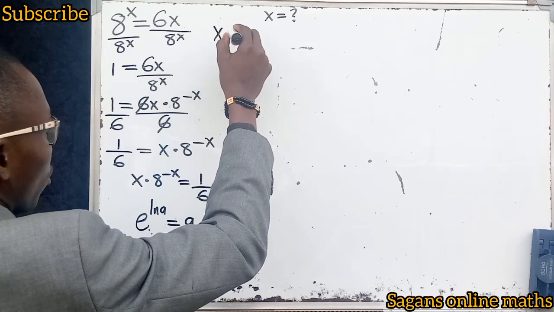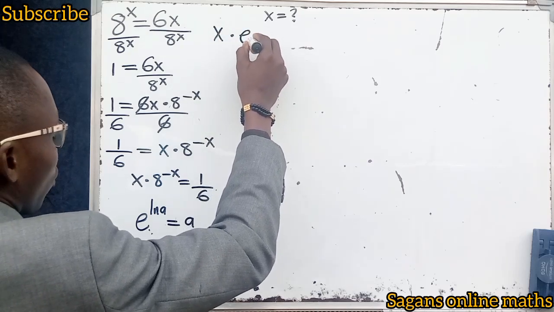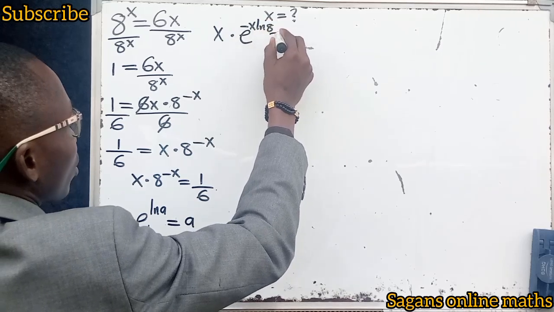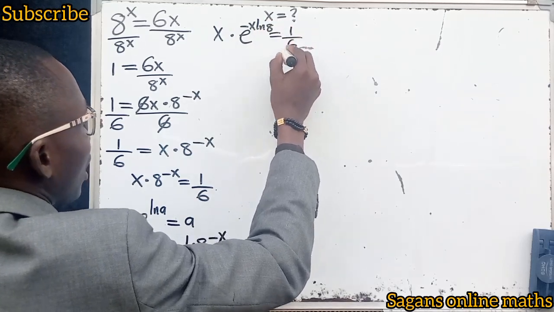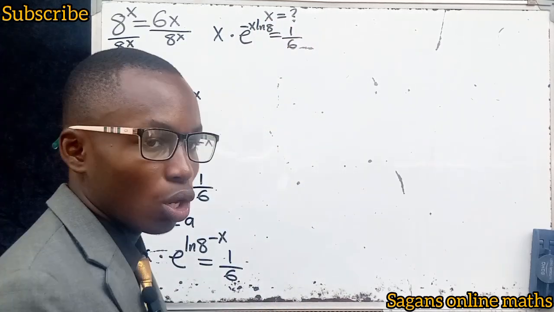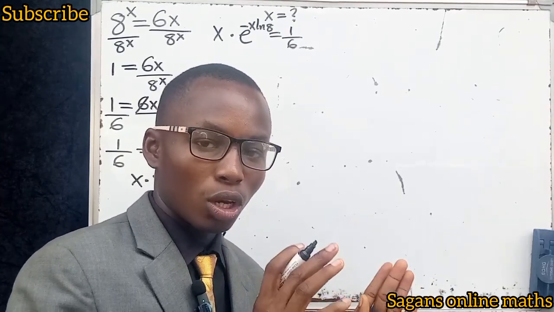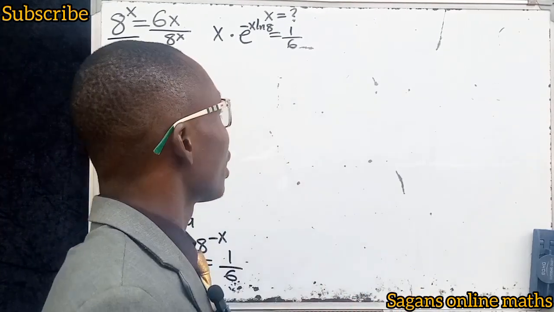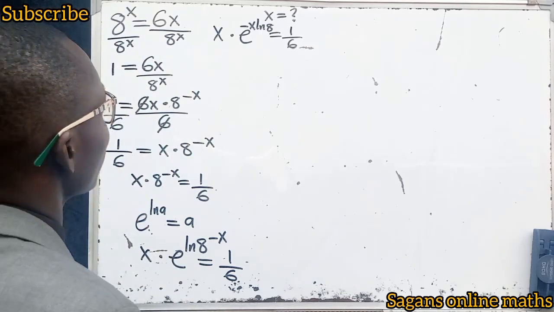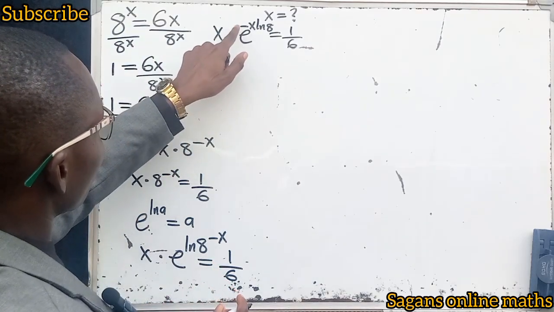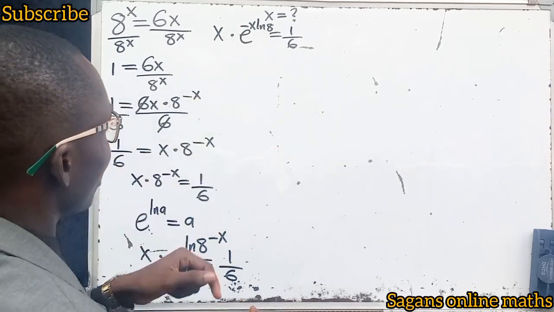So this is x multiplied by e to the power of minus x ln 8. All this equals 1 over 6, by obeying the properties of logarithm. All these things we are doing here, we are obeying the properties of logarithm. Now we have x multiplied by e raised to the power of minus x ln 8 equals 1 over 6.